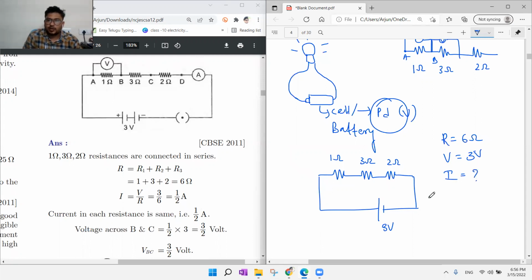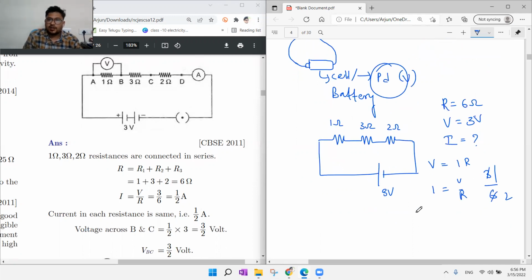I is equal to question mark. We know Ohm's law, V is equal to I into R, so I is equal to V by R. V value is 3 and R value is 6. 3 ones are 3, 3 twos are 6, so I is equal to 0.5 amp. When 3 volt is applied across this circuit, the current produced is 0.5 amp. Now they have connected the voltmeter here; simply to say, this is a series circuit.